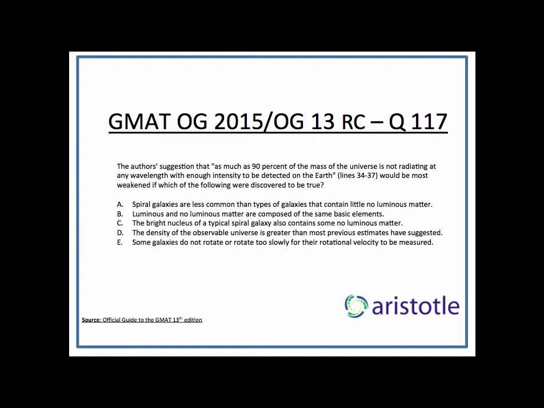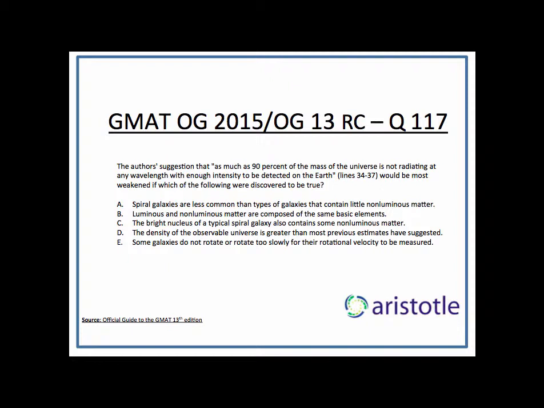So the author has suggested that 90% of the universe is not radiating at any wavelength. So it's basically typically non-luminous matter. And if we have to weaken this, that may not actually be the case. How do we weaken it? Let's look at options then. Option A says, spiral galaxies are less common than types of galaxies that contain little non-luminous matter. I'll come back to it.